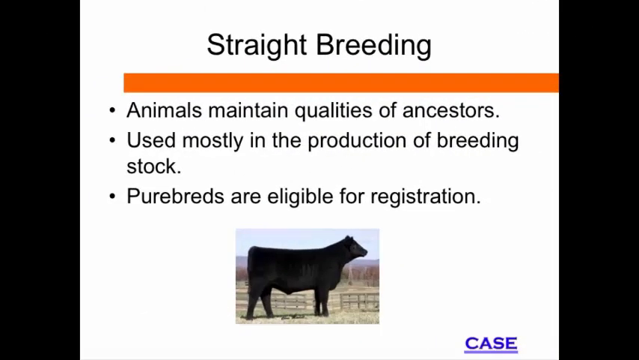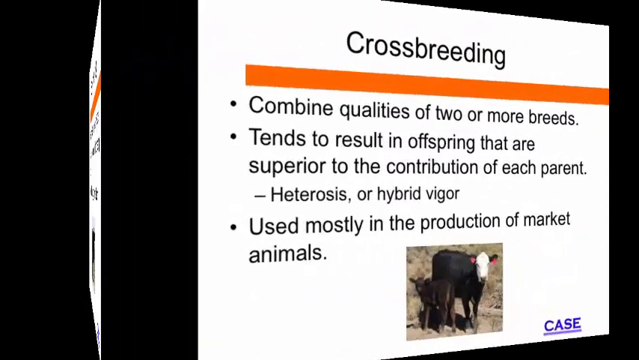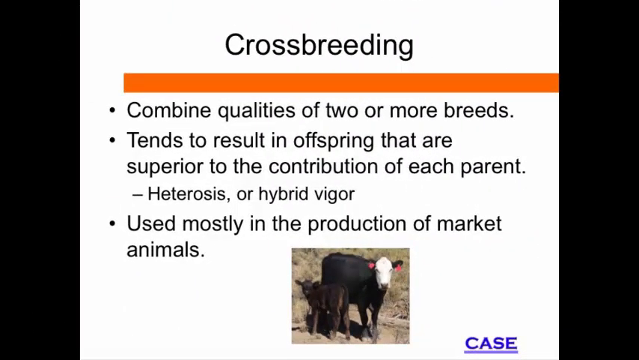Purebred producers employ straight breeding to maintain the qualities and characteristics of the ancestors. Purebred animals are eligible for registration. Crossbreeding is used to increase the performance of offspring. The qualities of two or more breeds are combined, generating animals with hybrid vigor. Offspring are above the average of the parents.